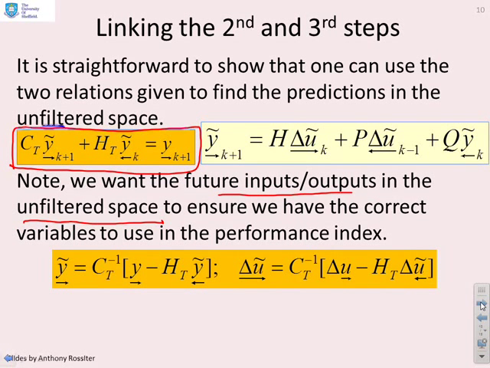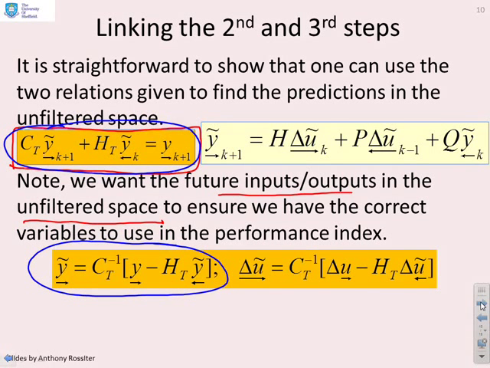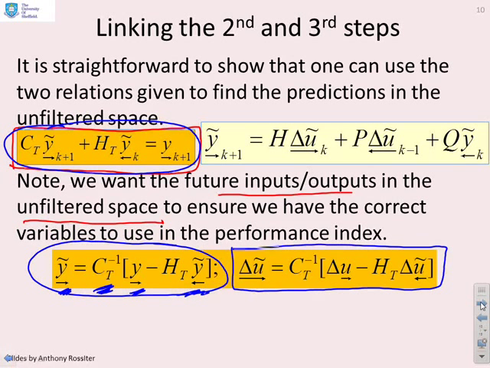I'm going to take the expression here in this orange box and I'm going to rewrite it like this. And you notice all I've done is I've multiplied throughout by Ct inverse, and I've separated the future filtered variables on their own. So y tilde future equals Ct inverse times y future, that's the real outputs, minus Ht times y tilde past. So that's the past values of the filtered variables. And obviously I can do exactly the same thing for the future values of the input increments.